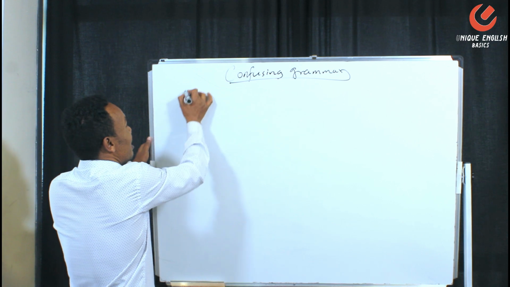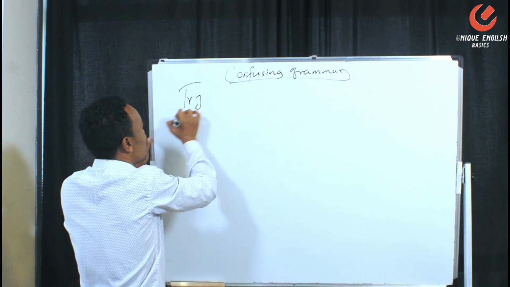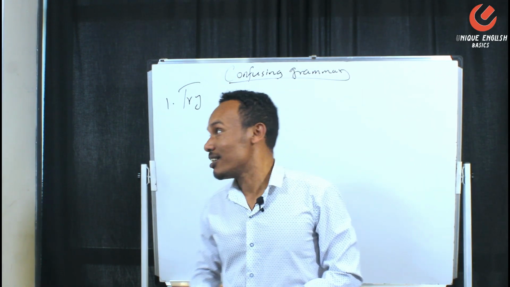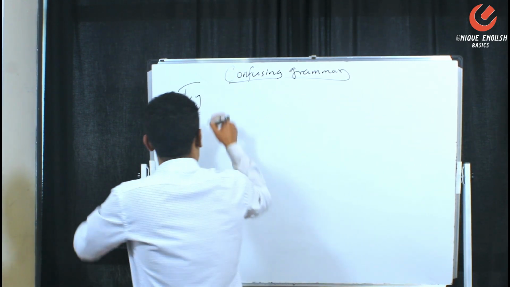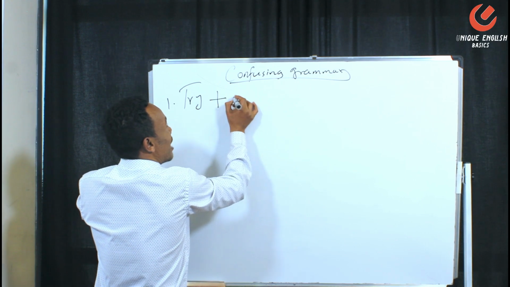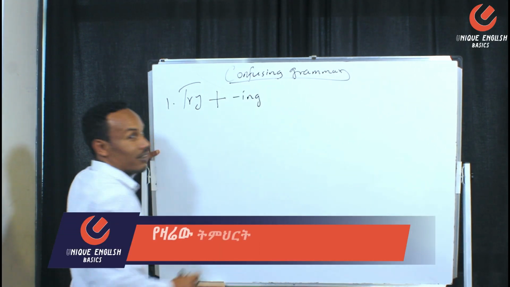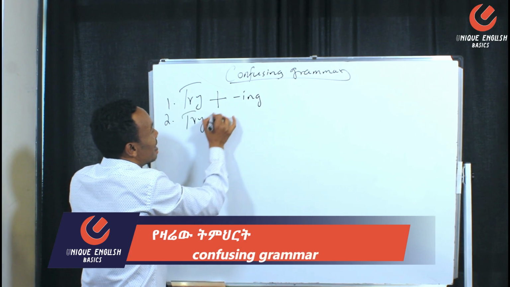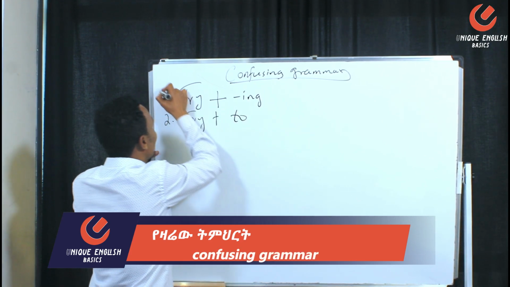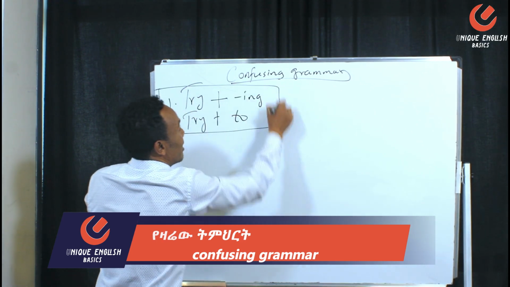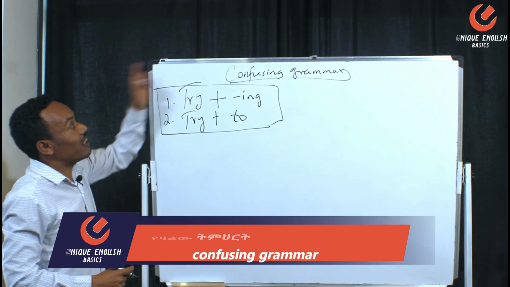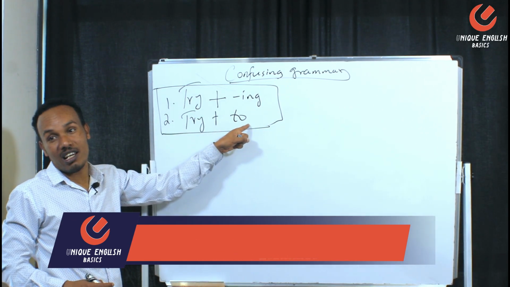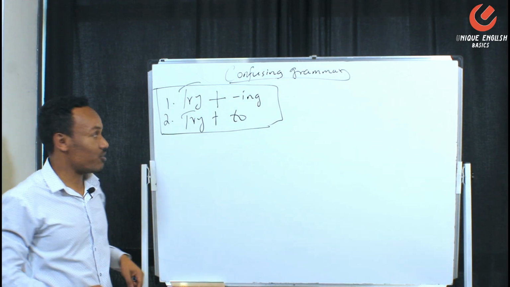I just want you to tell me the meaning of this. Try. Say try. All right, that's very good. Try can be followed by verb ing, or try can be followed by infinitive to. Try is followed by what? Ing, and try is followed by infinitive to.